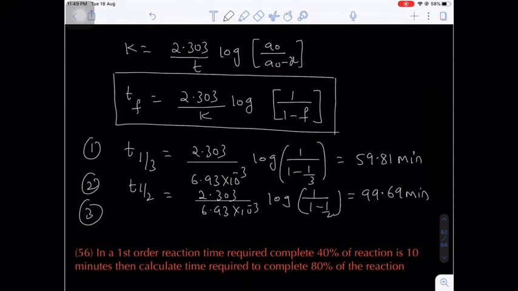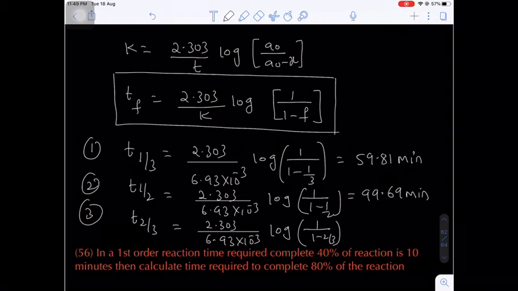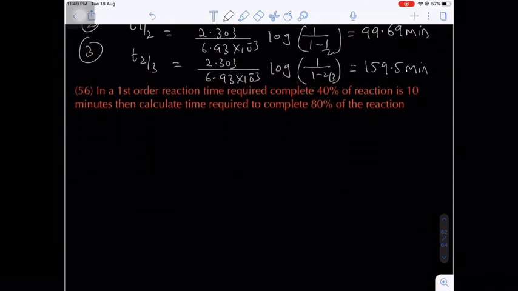And one more question is there. T 2 by 3, 2/3 of the reaction completed, which is equal to 2.303 whole divided by 6.93 into 10 raised to minus 3 log of 1 by 1 minus 2 by 3. 1 minus 2 by 3 will be 1 by 3. So again you will get the log 3, and after that simplification you will get 159.5 minutes. Are you getting my point?